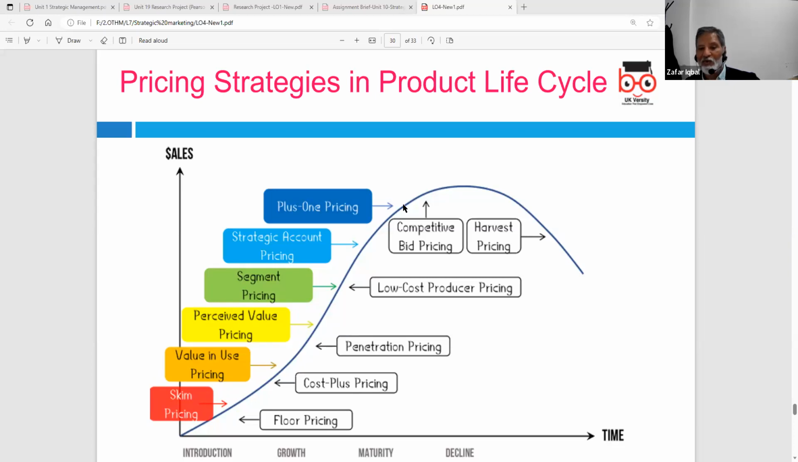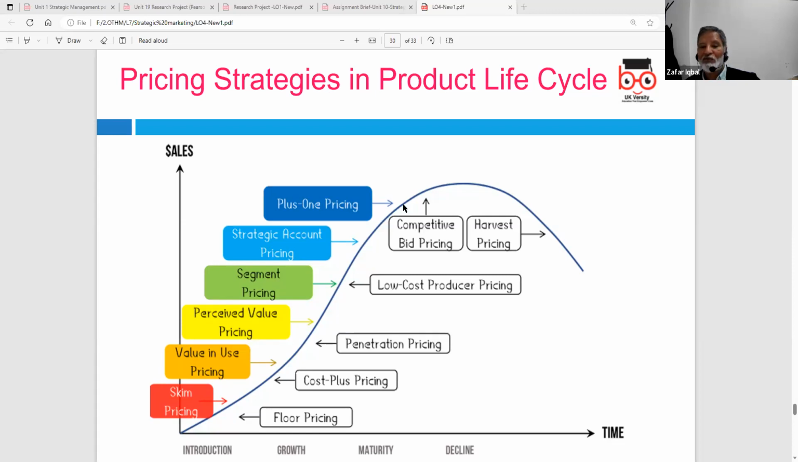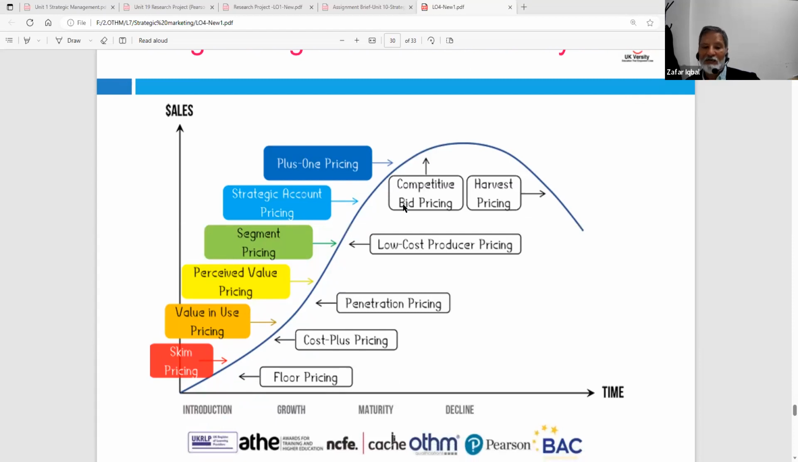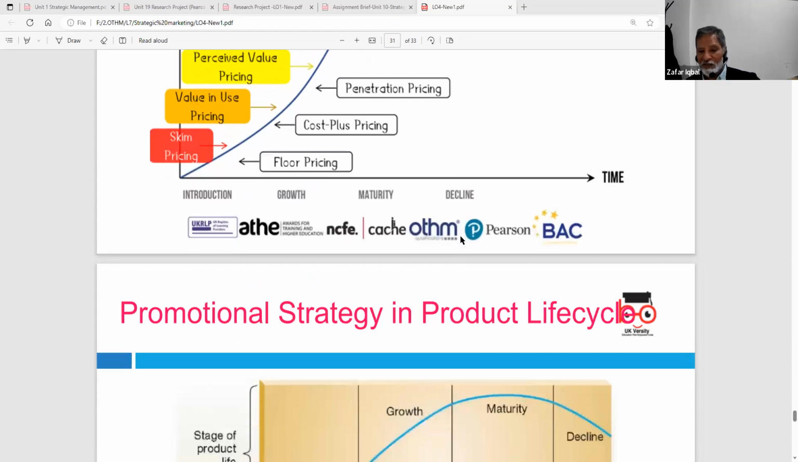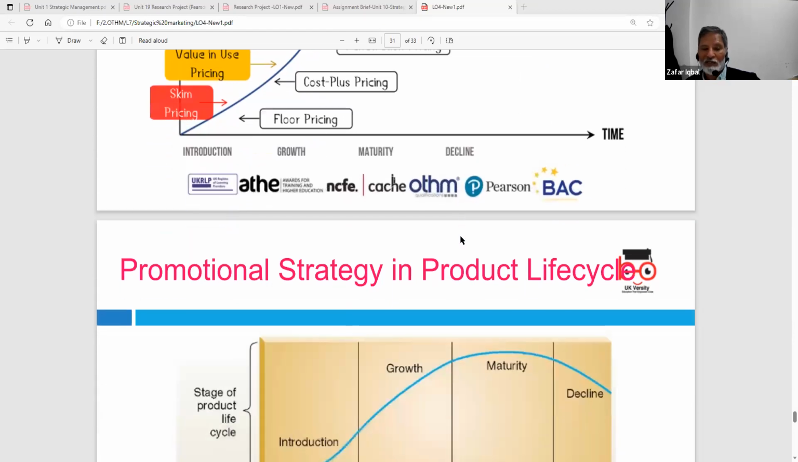competitive bidding pricing, or use different kinds of pricing strategies to regain and retain their place in the market, to make sure that sales are being produced and revenue keeps coming over time. So over time, they use different product marketing pricing strategies in different stages of their life cycle.